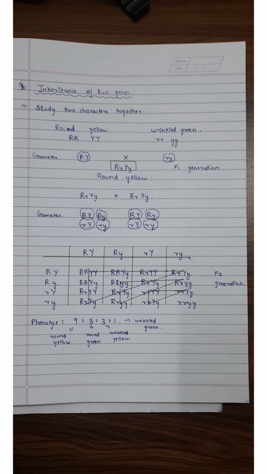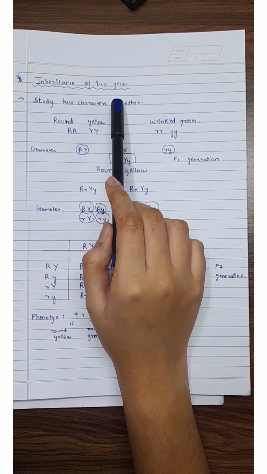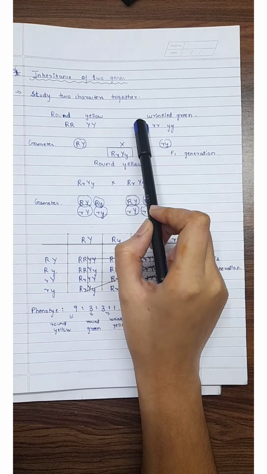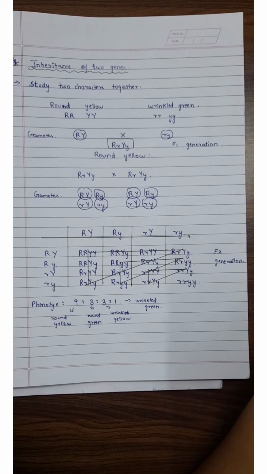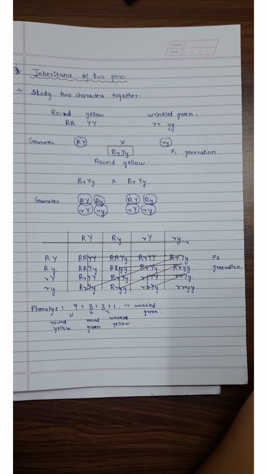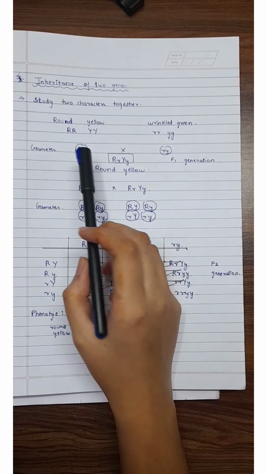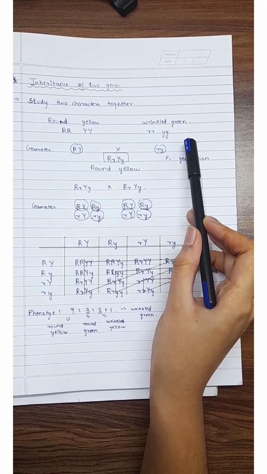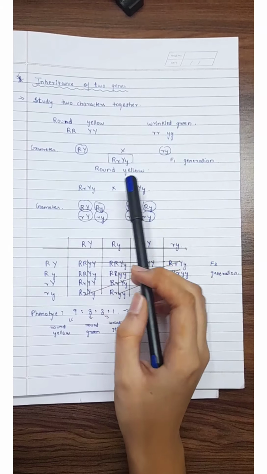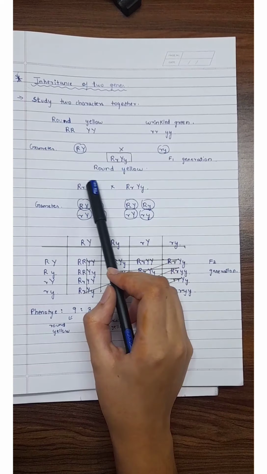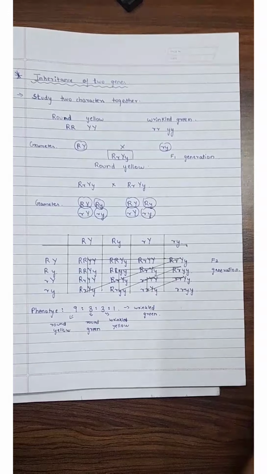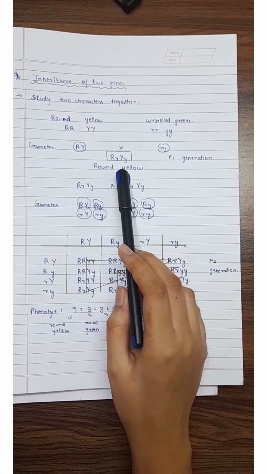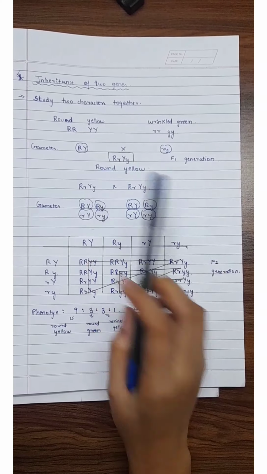Next up we're going to talk about inheritance of two genes. Now in inheritance of two genes, we're going to study two characters together. Earlier we studied only one character, which was height. Now over here we're going to take a round and yellow seed and a wrinkled and green seed. Then we're going to mate them. In the F1 generation, we get a round and yellow seed, which was predicted by Mendel, that only the dominant character will be seen in the progeny.